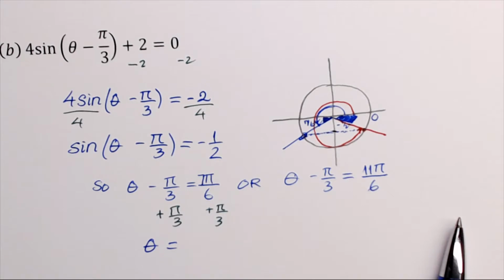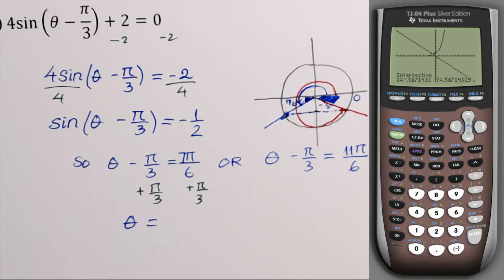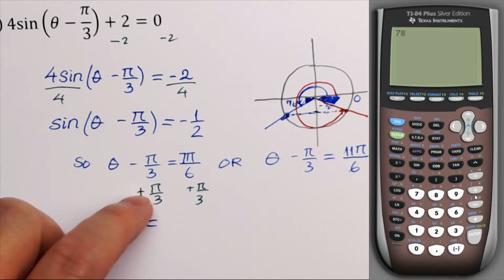So that's the first one. The second one is where we have 4 sine of theta minus pi over 3 plus 2 equal to 0. So first we will get the sine function by itself, and then we find the angle. So we minus 2 on both sides.